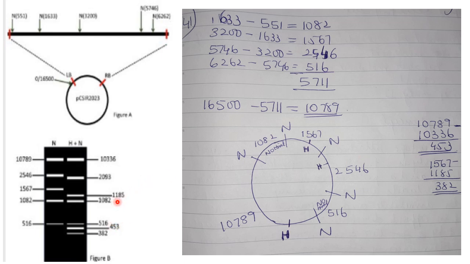Then next comes 1185. 1185 will be somewhere in this region. So 1567 minus 1185, you will get 382. So the 382 band and the 1185 band. So all the bands have been solved. So a HIN3 site is present over here also. So how many sites for HIN3? 1, 2 and 3.